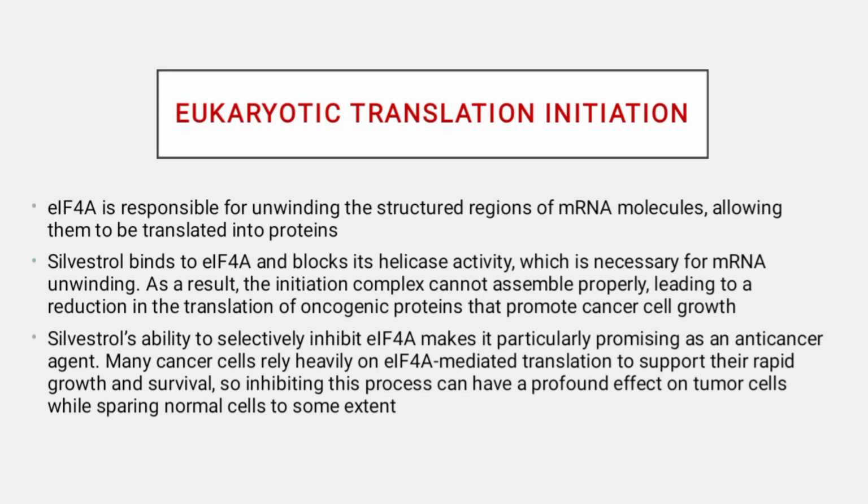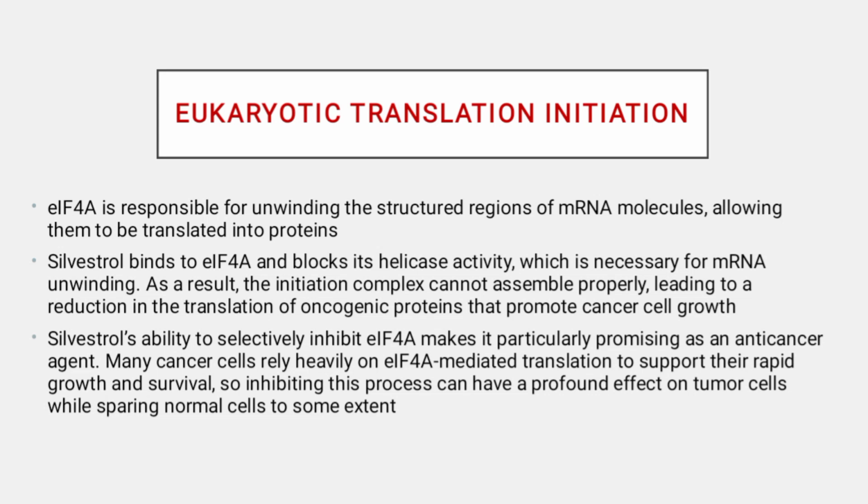So, the eukaryotic translation initiation factor is responsible for unwinding the structured region of messenger RNA molecules and allowing them to be translated into the proteins. Silvestrol binds to this factor and blocks its helicase activity, which is necessary for messenger RNA unwinding. As a result, the initiation complex cannot assemble properly, leading to a reduction in the translation of oncogenic proteins that promote cancer cell growth.